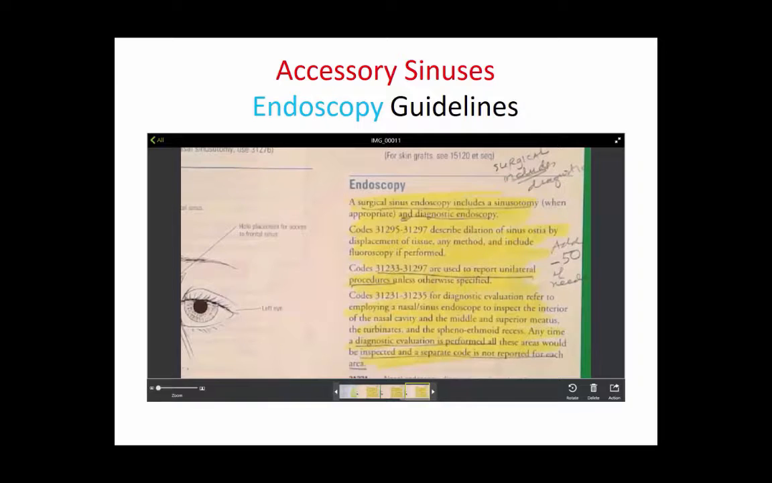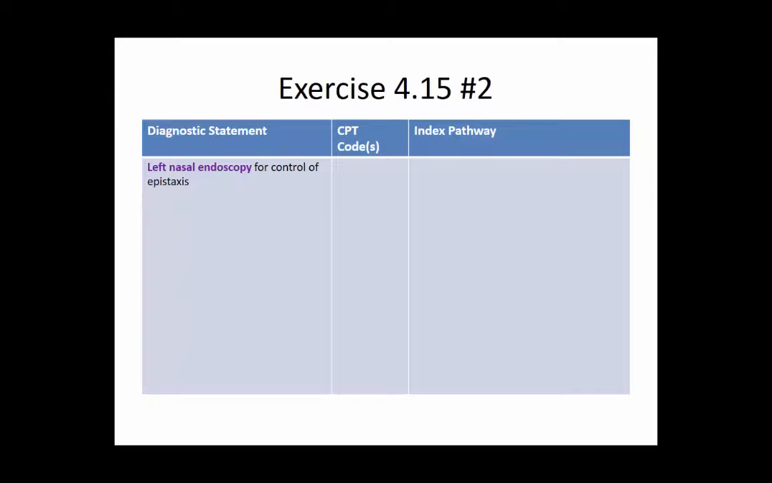I've underlined several things. One is that a surgical endoscopy includes a diagnostic endoscopy, so you're not going to code the diagnostic if you're having a surgical. The codes do describe unilateral procedures, so you'll have to add a -50 if you're doing the procedure on both sides of the nose. Here's what we're going to look at.